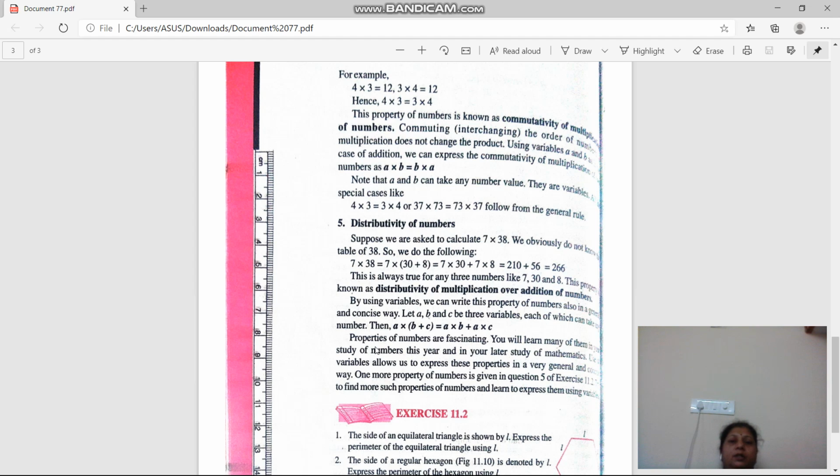Okay, so the properties of numbers are fascinating, and you will learn many of them as you study numbers this year, and in your later study of mathematics. Use of the variables allows us to express this property in a very general way. One more property of numbers is given in question 5 of exercise 11.2. To find out more such properties of numbers, learn to express them using variables.